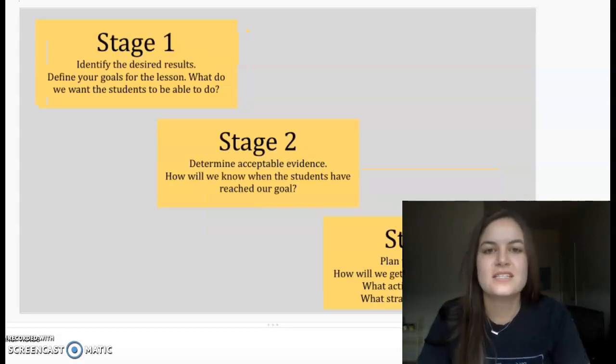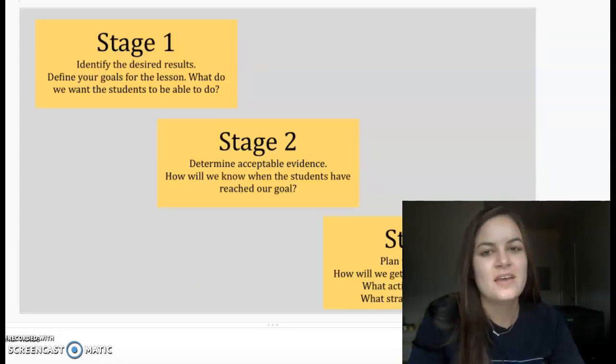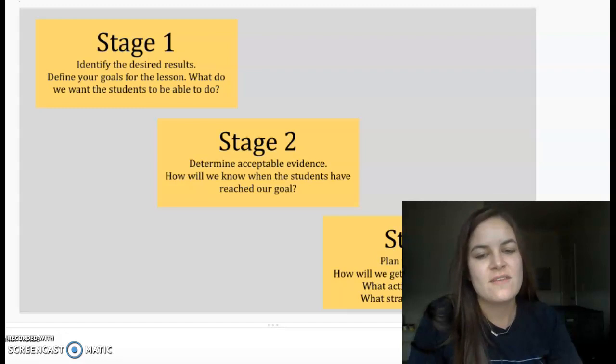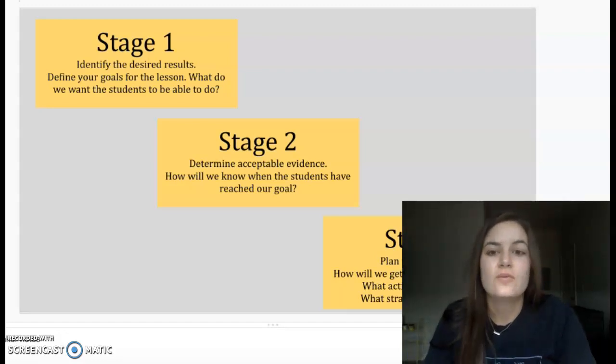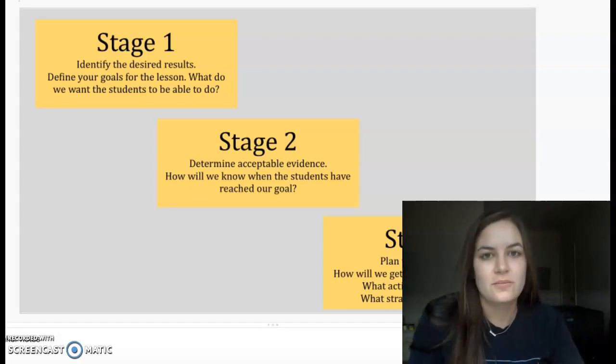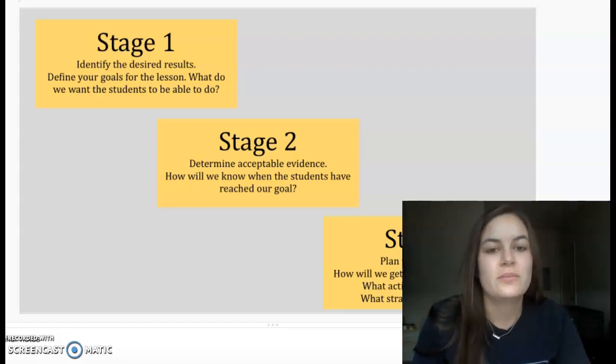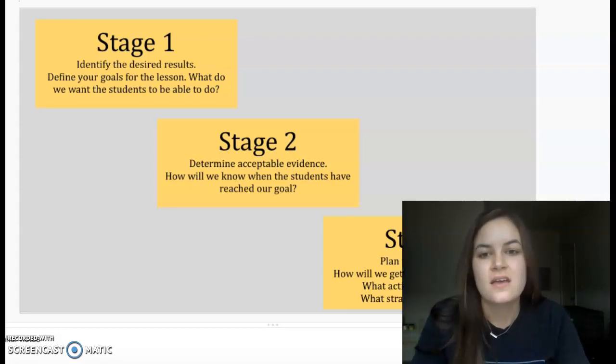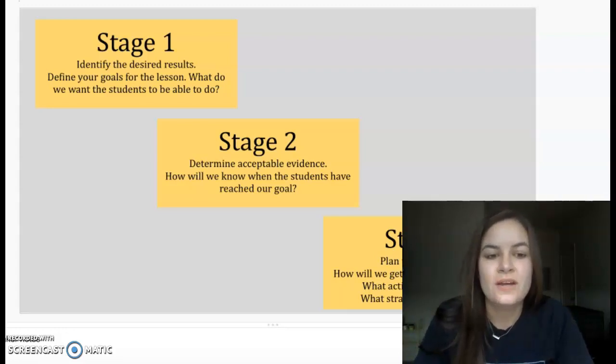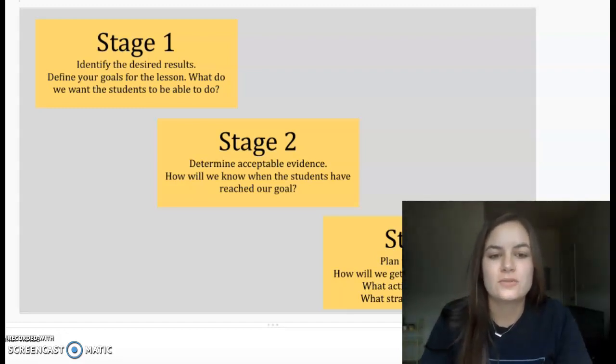So there are three stages to backwards design. Stage 1 is identify your desired results. Define your goals for that lesson or that unit. What do the students need to be able to do? What do we want them to do? Stage 2, we're going to determine acceptable evidence. This is how we'll know when our students have reached that goal. What will they be able to build? What will they be able to do? That sort of thing. Stage 3 is we're going to actually plan our instruction.